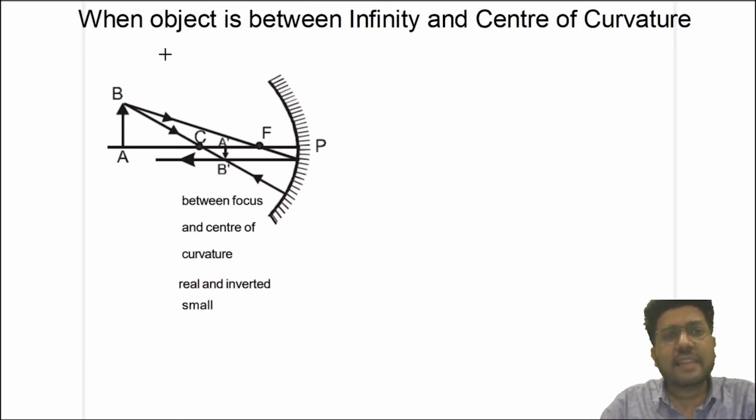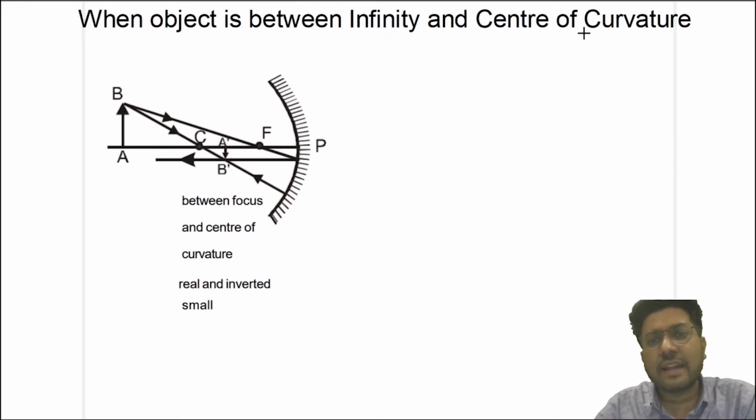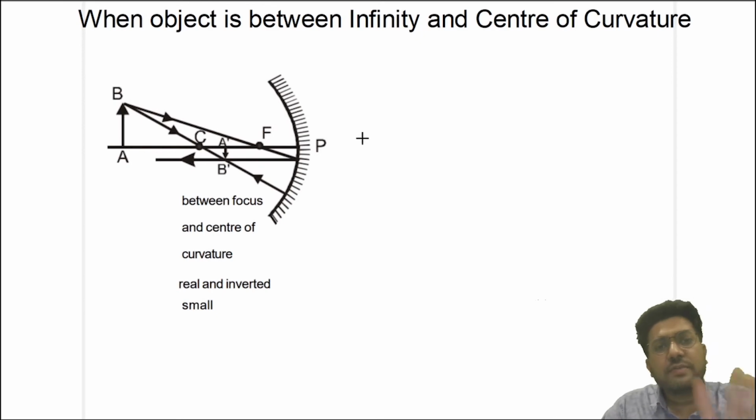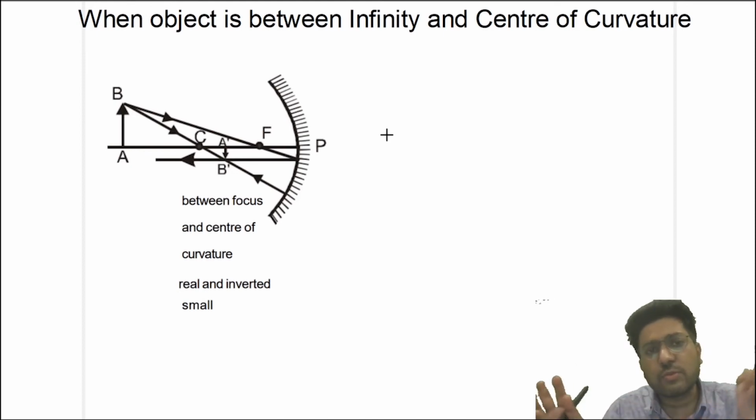Now the next case is when the object is between infinity and the center of curvature. So this is the center of curvature and this is infinity, and the object is between the center of curvature and infinity. We know that the image is formed between the focus and the center of curvature, or you can say between f and 2f, right? So let us draw the ray diagram. We have seen that there are 4 rules for ray tracing. Out of those 4 rules, we can draw any 2 rays, okay?